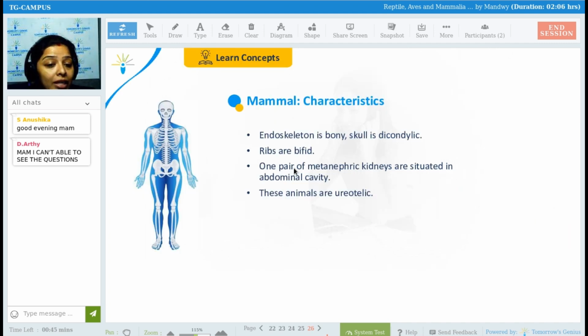Okay. Now let's see the skeleton. So in mammals, endoskeleton is bone. Skull is dicondylic because they are having two occipital condyles. Vertebrae are acoelous. Vertebral column or the vertebral centrum.